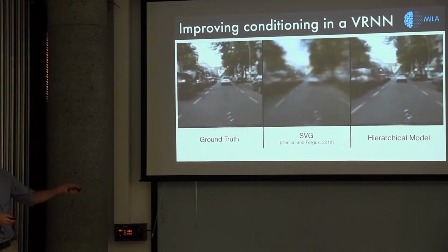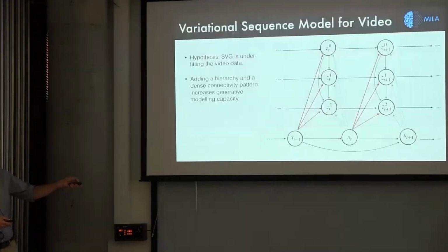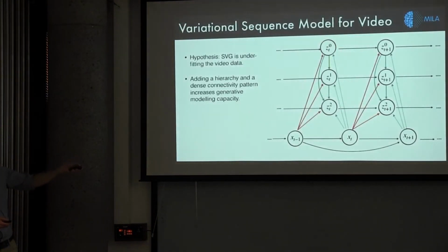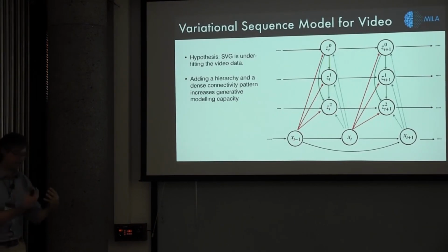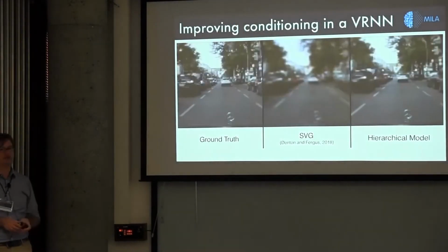This is just a different competitor model. This is our hierarchical model that I showed here. What we found really important was to add lots of capacity connecting these different layers to each other, so adding richness in modeling the latent variable distributions. If we do that, we get reasonable looking generative models for video.